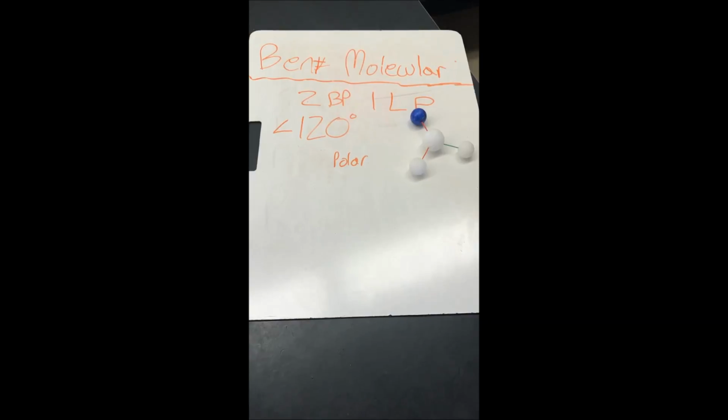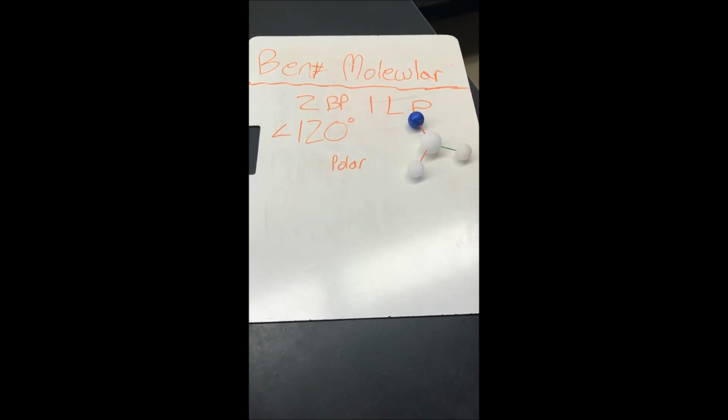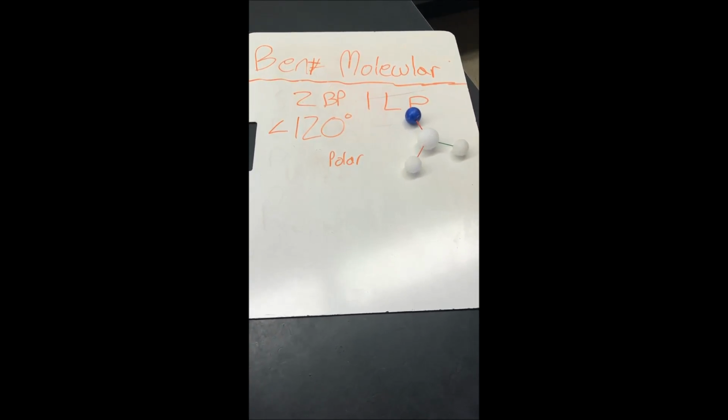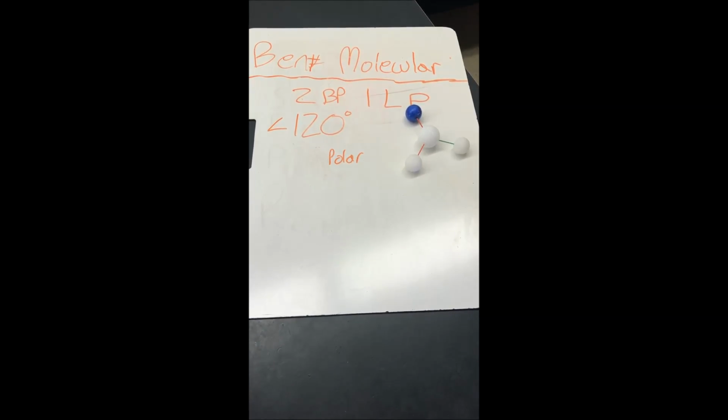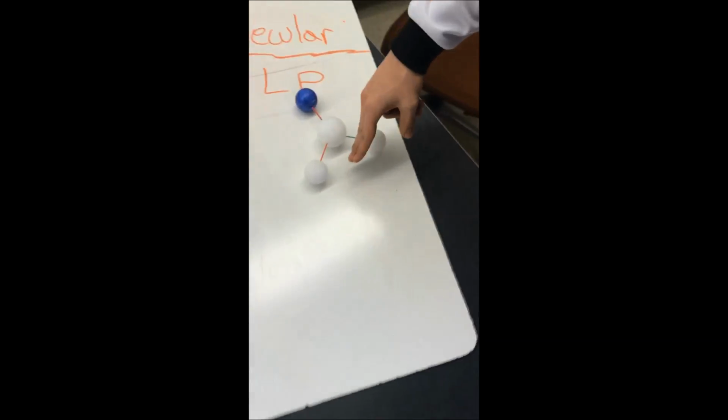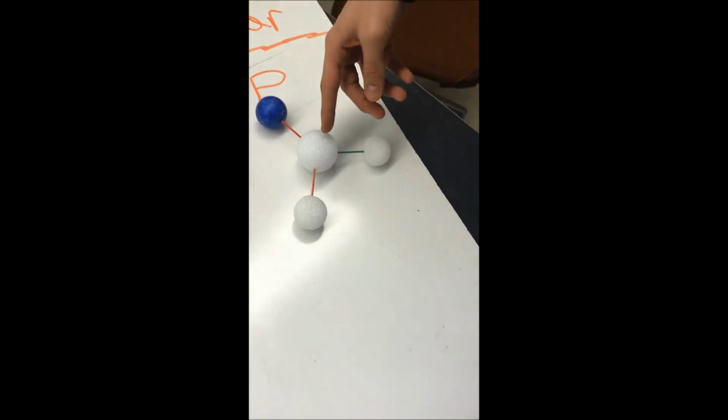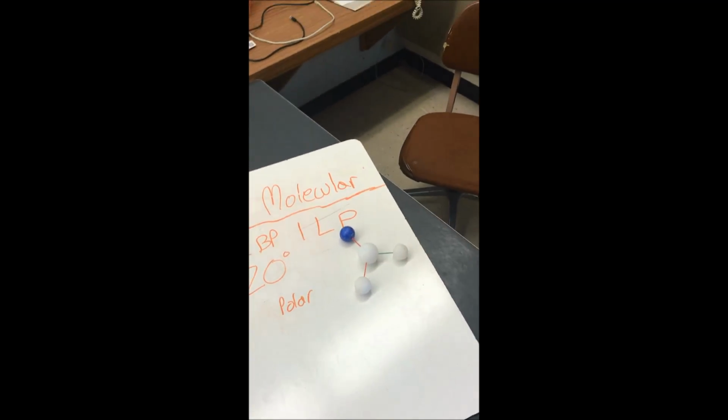It's called a bent molecular because these two are bent. And then it is polar because these two meet right here, and then there's also a charge right here, and they do not equal out, so it's polar.